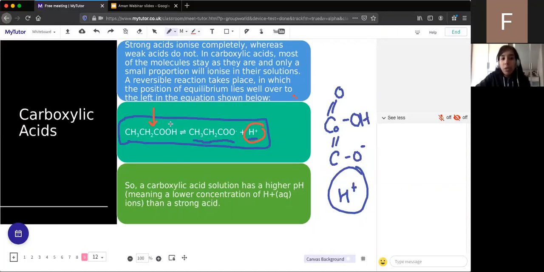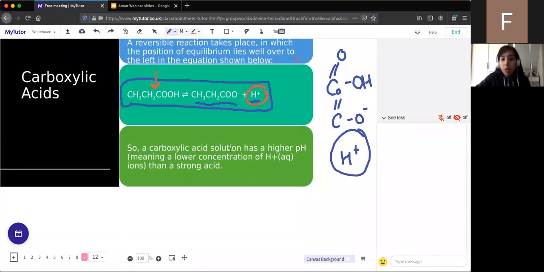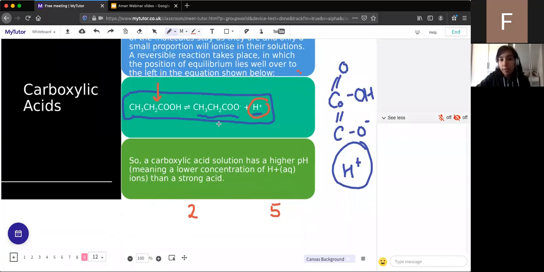So the reason carboxylic acids are weak is because the position of equilibrium is over here, whereas if it had been over here, which is what happens in most acids, for example hydrochloric acid, that is a really strong acid, it dissociates to H+ and Cl-. And that's why a carboxylic acid solution has a higher pH. So remember, higher pH means that it's closer to neutral. So it might have a pH of, for example, 5, whereas hydrochloric acid might have a pH of 2, making it much stronger. And that also means that they have a lower concentration of H+ ions.